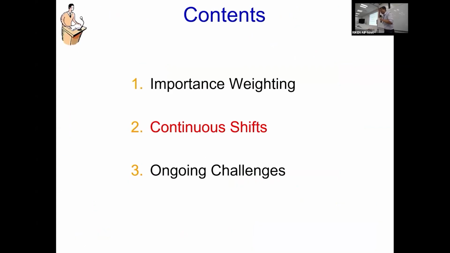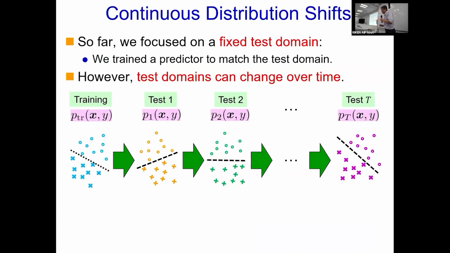Okay, that was a review of classical importance weighting technology. And still, I hope these technologies are quite useful in some applications. Then our current challenges are continuous shifts. So far, we focused on a fixed test domain. So we had a training domain and a test domain, and we tried to adapt our training predictor to the test domain.